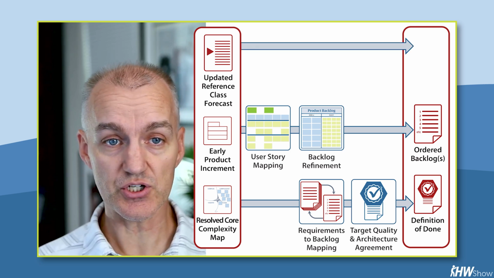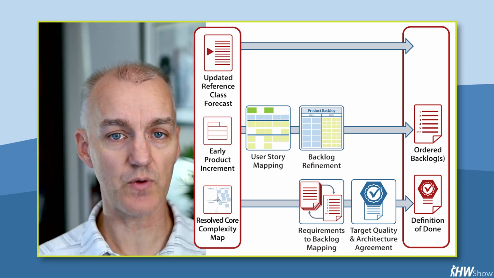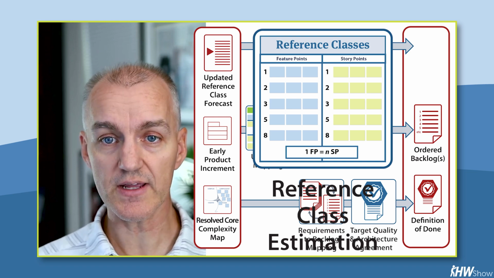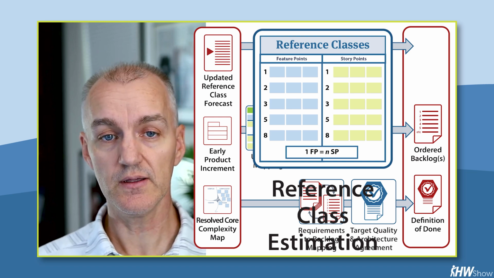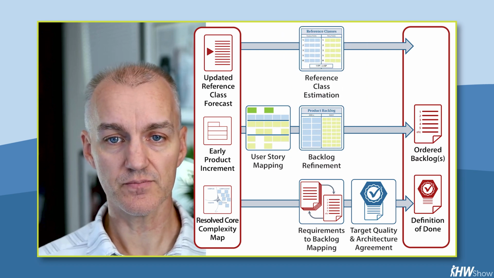The first question leadership always asks is, when is this going to be done? To answer that, we use reference class estimation, which takes the concept of reference class forecasting that we learned about in Phases 1 and 2 and applies it at the more detailed level of backlog items.